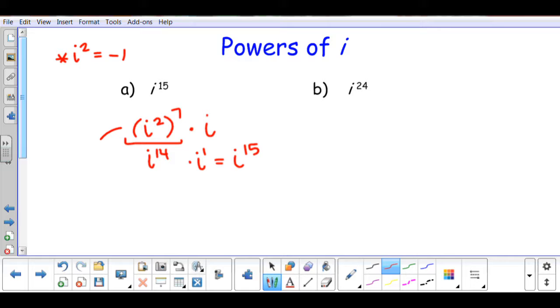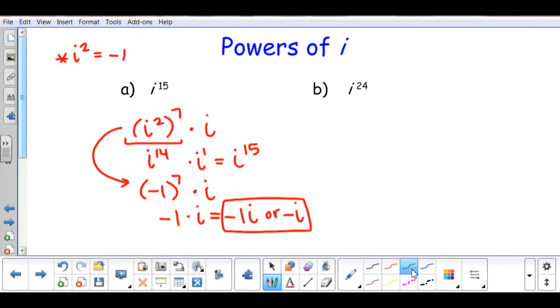Now i squared I know to be a -1. So I'm going to replace that i squared with a -1 to the 7th, and I still have that times i behind. Well, I can evaluate -1 to the 7th by putting that into my calculator. Make sure we use our parentheses, and it's going to come out to give me a -1. And then I still multiply that by i, so i to the 15th is the same as -1i. Or it could be written just as a -i.